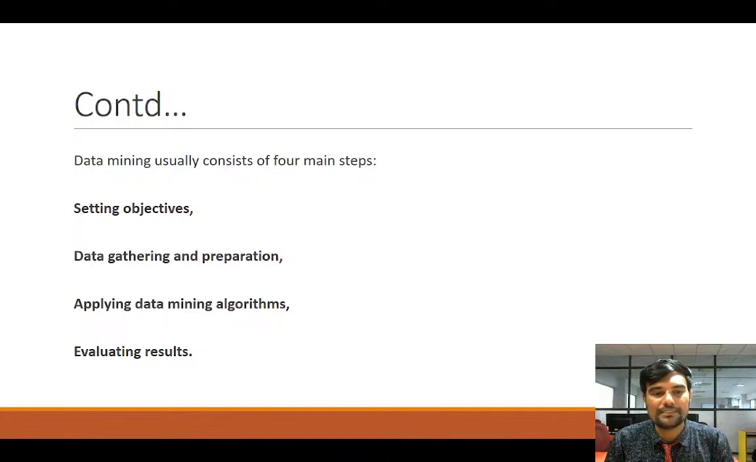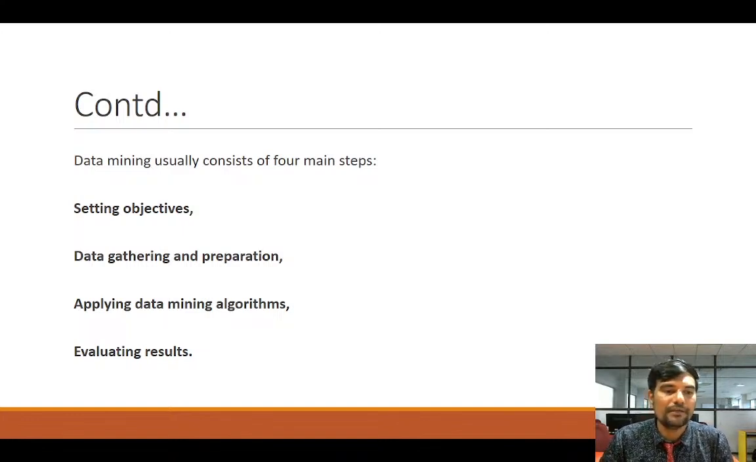Once the data has been downloaded and pre-processed, then we apply data mining algorithms based on the task. Maybe you are performing a classification task, a clustering task, or an association mining task. Based on the task, you select the appropriate algorithm and perform the data mining operation to extract useful information out of the large database. Then finally you evaluate the results.